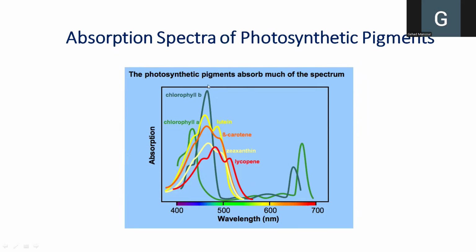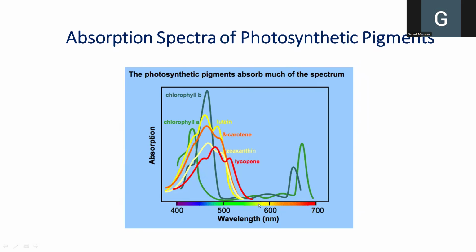So the majority of them have their absorption peaks between 400 and 500, and then they have no absorption peaks in the green and yellow area, and then another absorption peak here at the red area. If they don't absorb the green, then they will reflect it. And that's why we see them green.